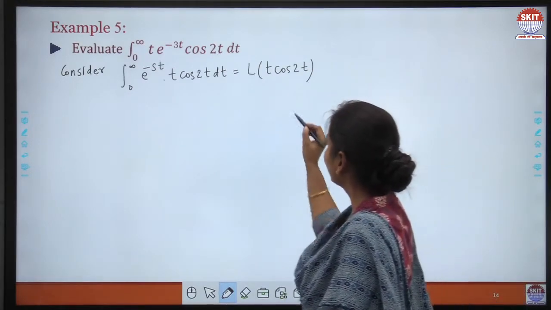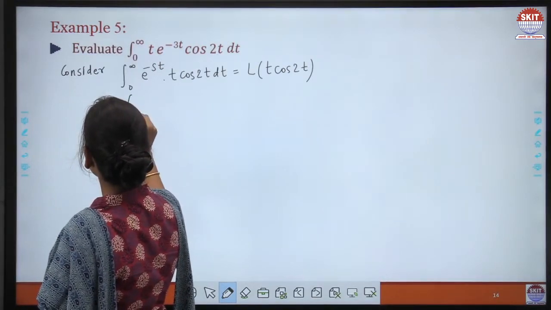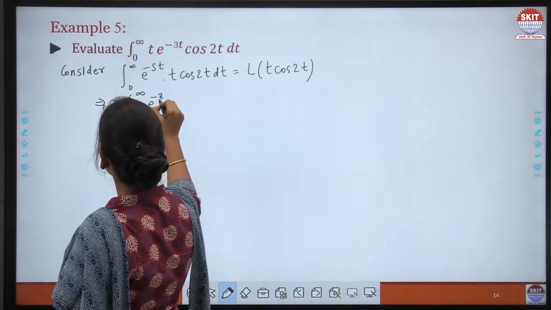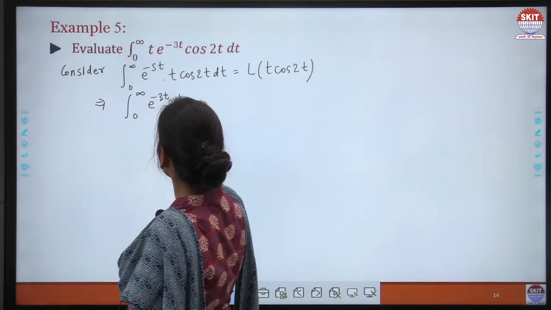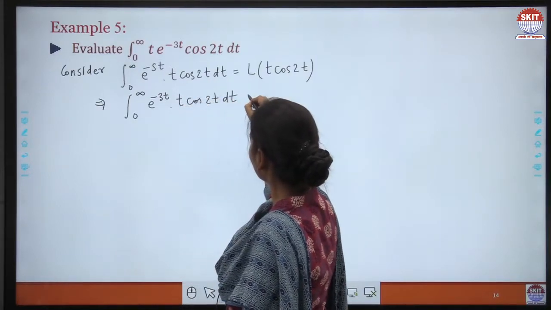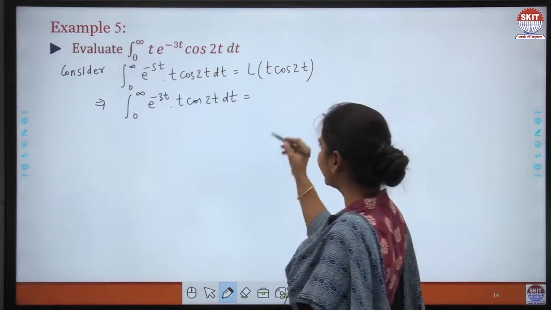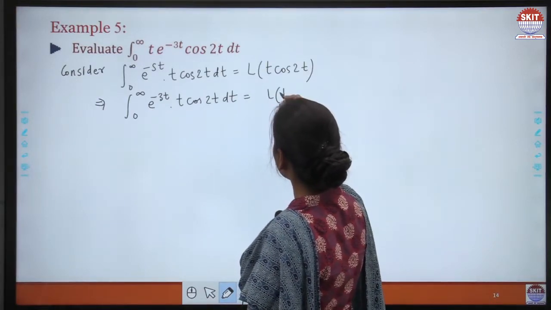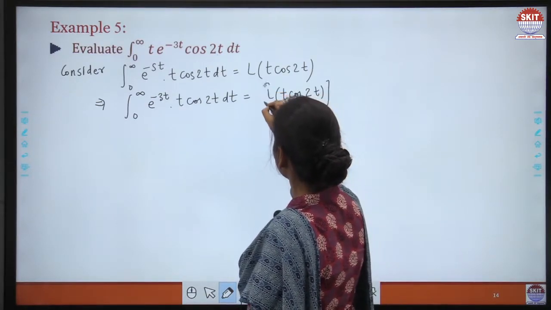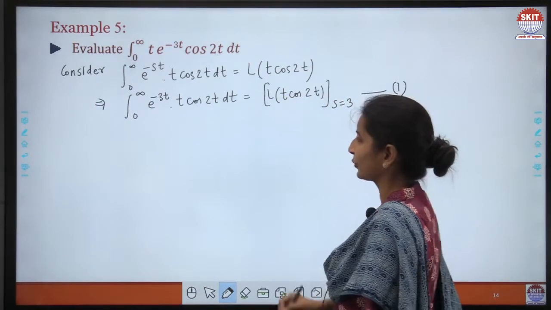Now further we compare the given integral. So this implies the integral 0 to infinity e to the power minus 3t multiplied with t cos of 2t and dt. Now you can compare these two. They are entirely the same with s replaced by 3. So I get Laplace of t cos of 2t with s replaced by 3. So this can be our first equation.